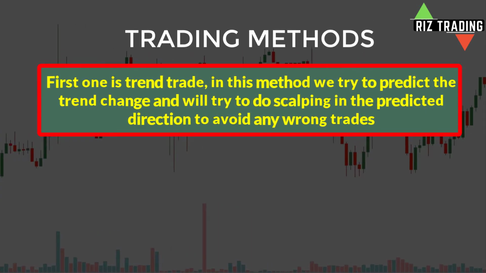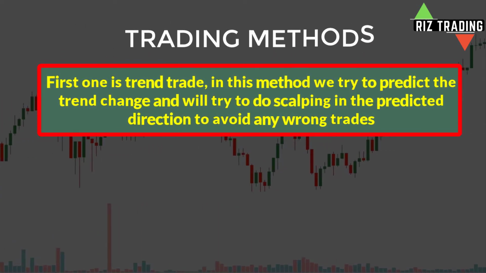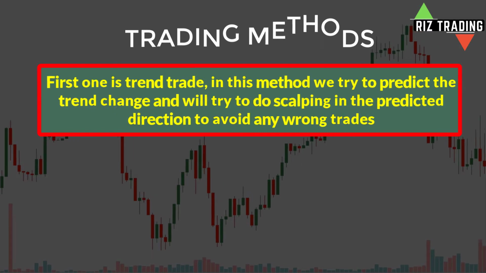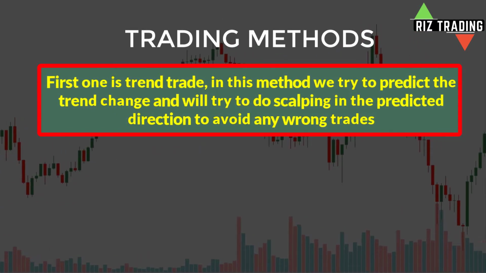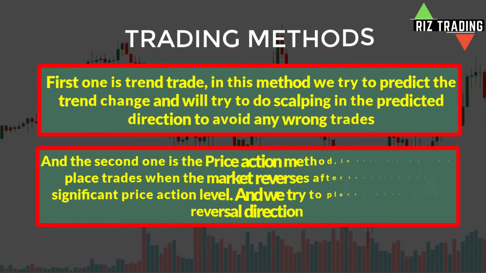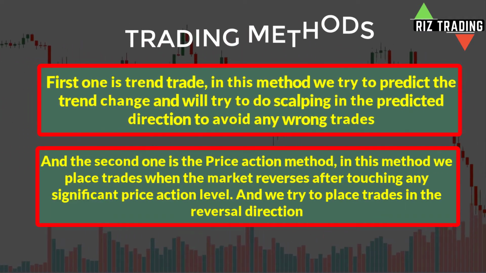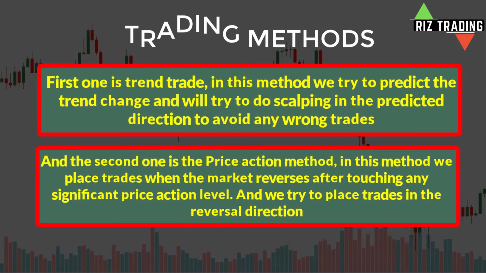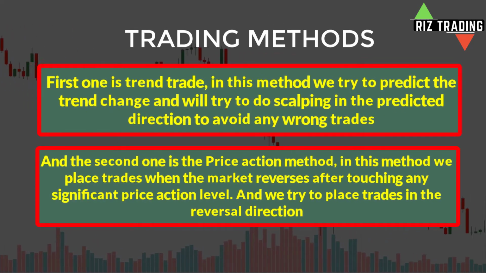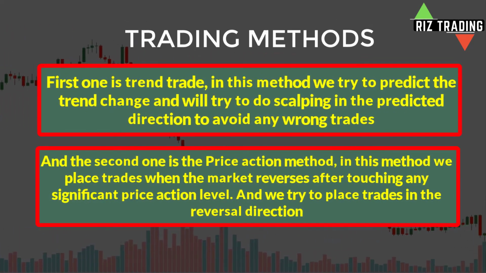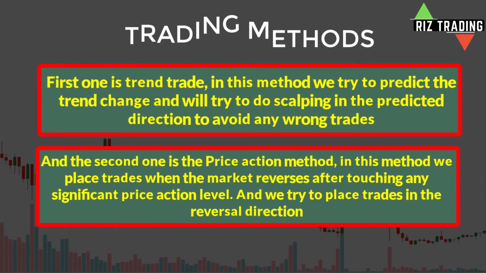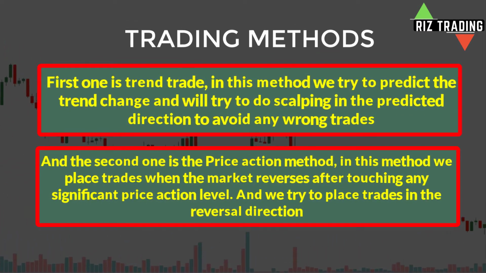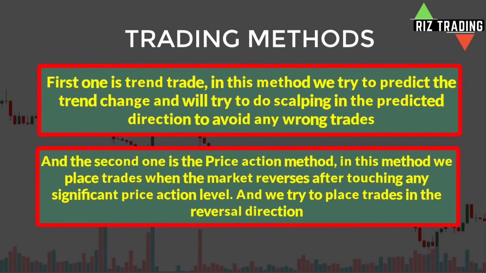In this method, we try to predict the trend change and will try to do scalping in the predicted direction to avoid any wrong trades. And the second one is price action method. In this method, we place trades when the market reverses after touching any significant price action level, and we try to place trades in a reversal direction. If you want to learn more about price action, then please visit my channel.